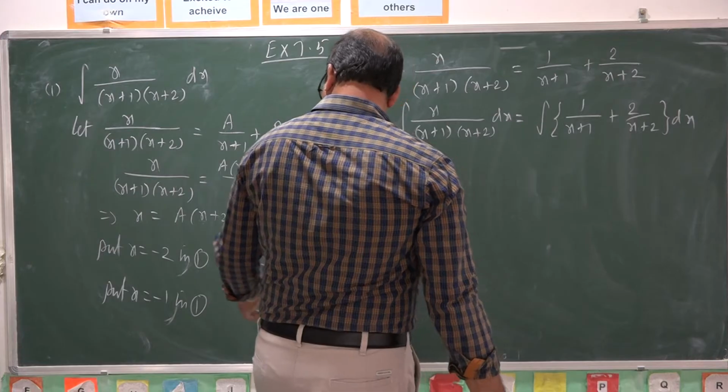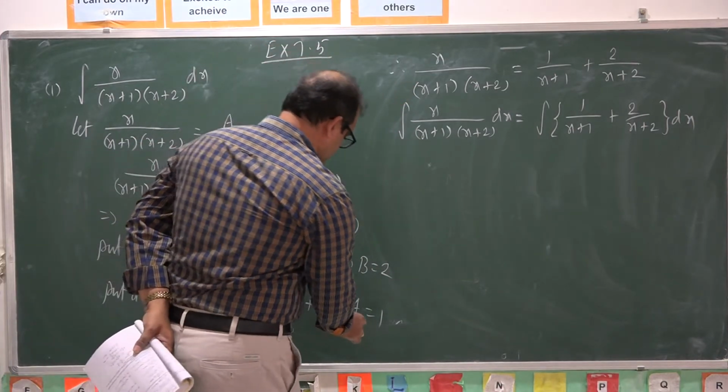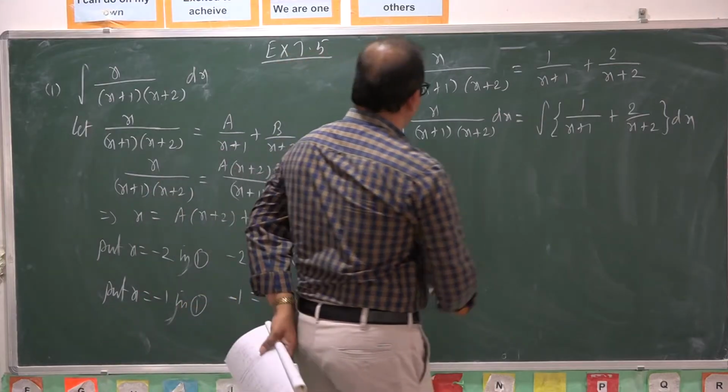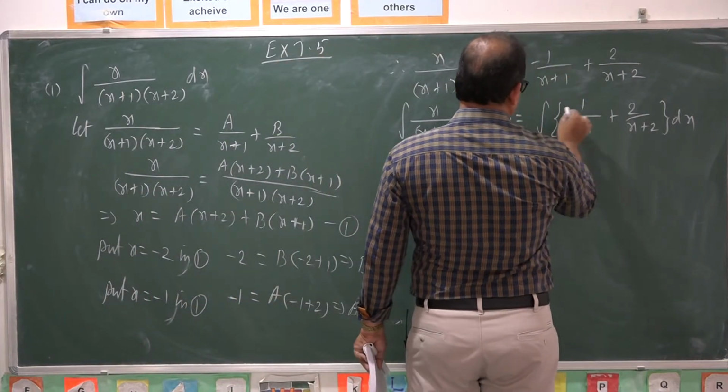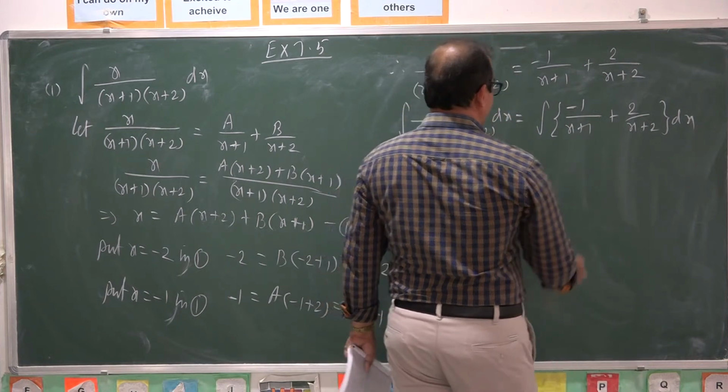See here, if you put x is equal to minus 1, you get minus 1 here. So the a value is minus 1, not plus 1. The a value is minus 1. Now integrate.